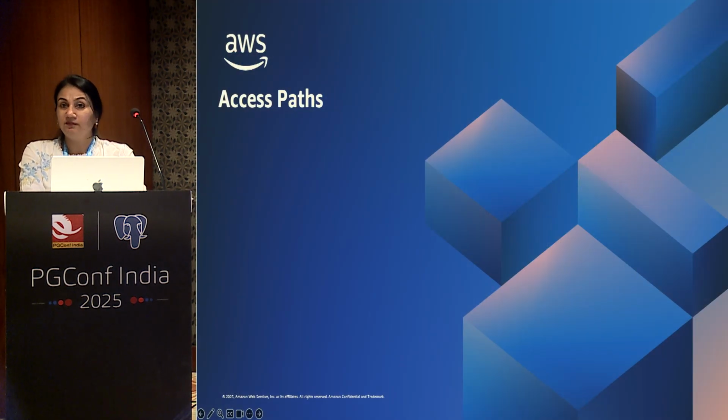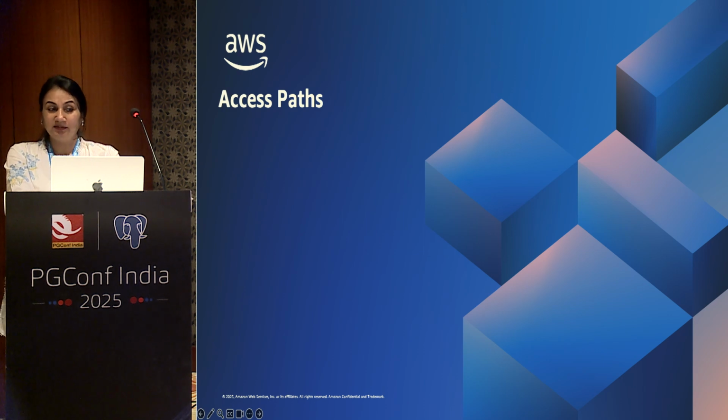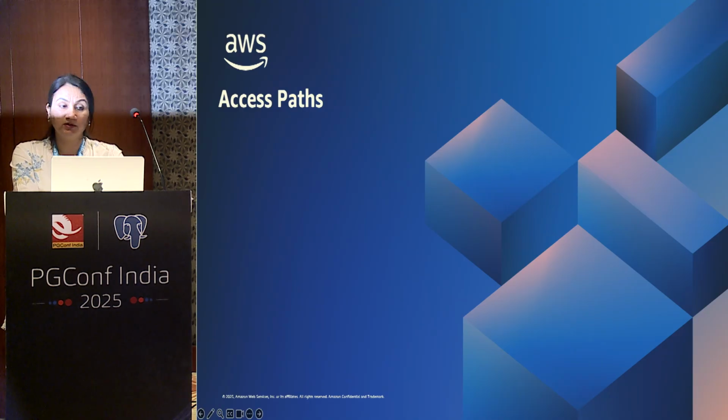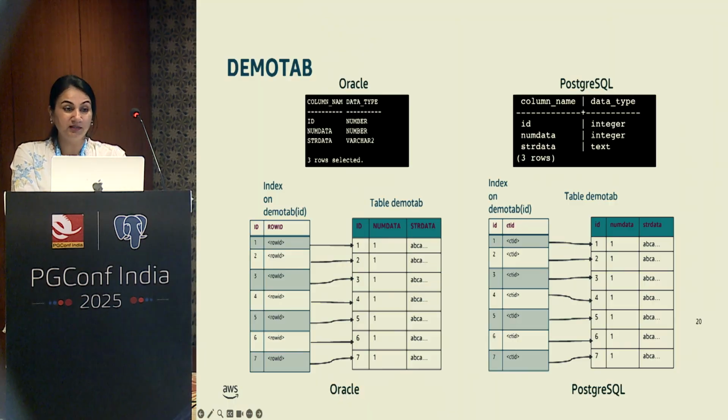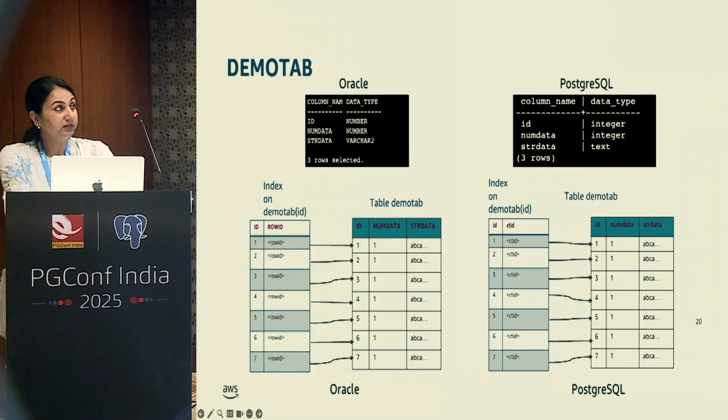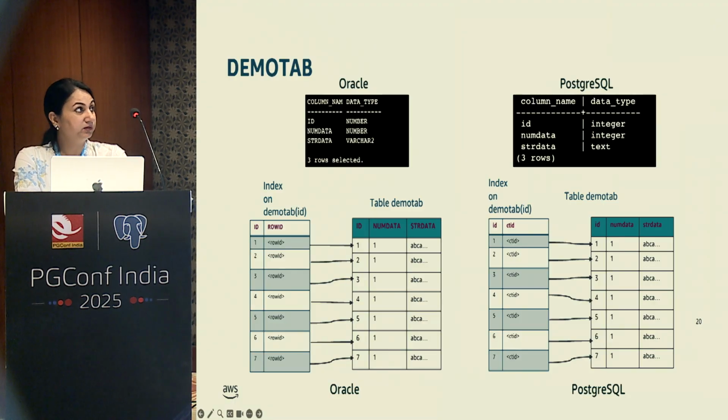Now, we won't be able to cover all the aspects of the optimizer, but let's quickly look at the access paths and some very basic examples in Oracle and PostgreSQL. So for this example, we just created one table, demo tab. For Oracle, we use version 19c, and for PostgreSQL, we use version 16.3 here. In both engines, we had the table created with 3 columns: ID, num data, string data. ID was populated with around 10,000 records, and ID was assigned as an index here.